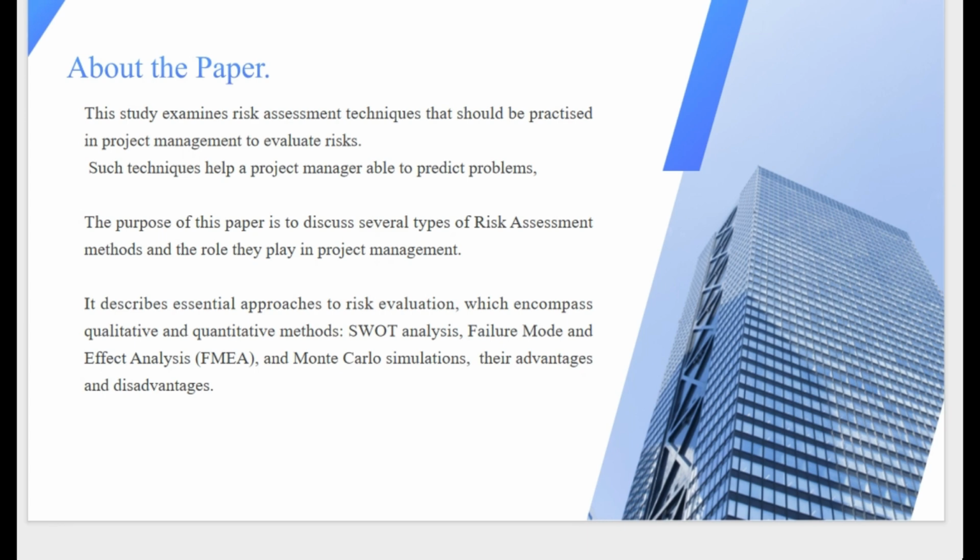The study examined risk assessment techniques that should be practiced in project management to evaluate risk. Such techniques help a project manager to predict problems. The purpose of this paper is to discuss several types of risk assessment methods and the role they play in project management. It describes essential approaches to risk evaluation, which encompass qualitative and quantitative methods like SWOT analysis, failure mode and effect analysis, and Monte Carlo simulation. Also, there are advantages and disadvantages.